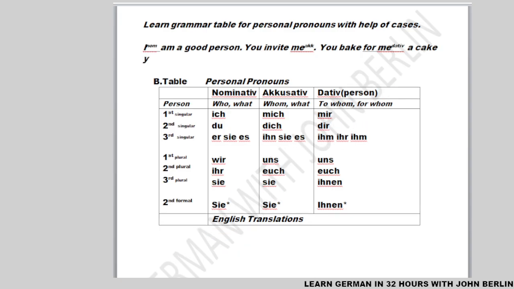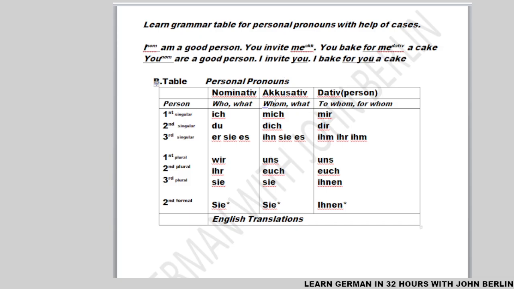Moving forward. Now, you are a good person. I invite you and I bake for you a cake. Once again, let's highlight the words we are looking for. You as a subject, you as a direct object, and for you. Yes, underline them. So you are a good person. The question is, who is a good person? The answer is you. In German, du. So it basically is nominative.